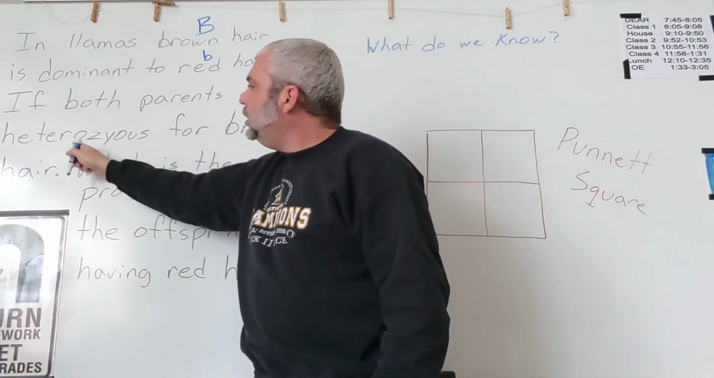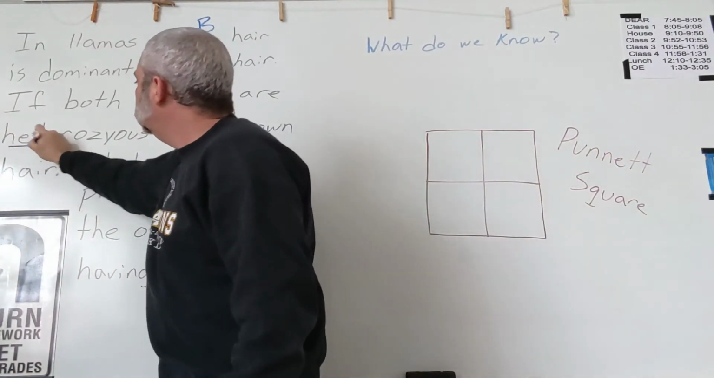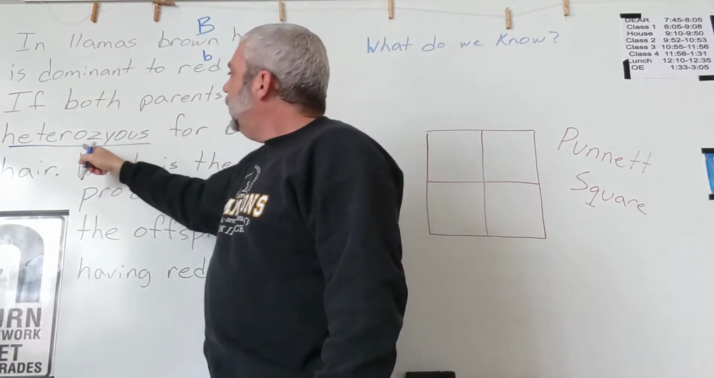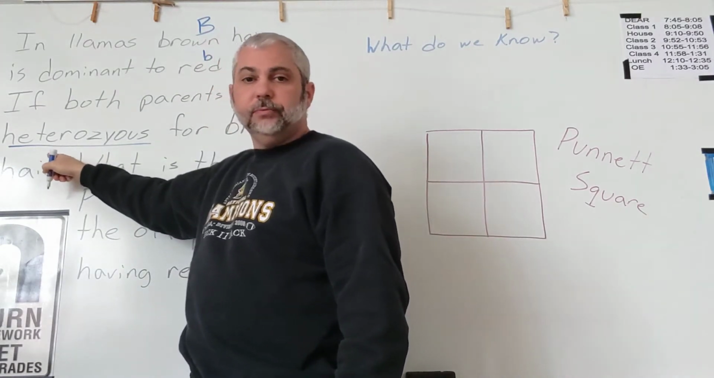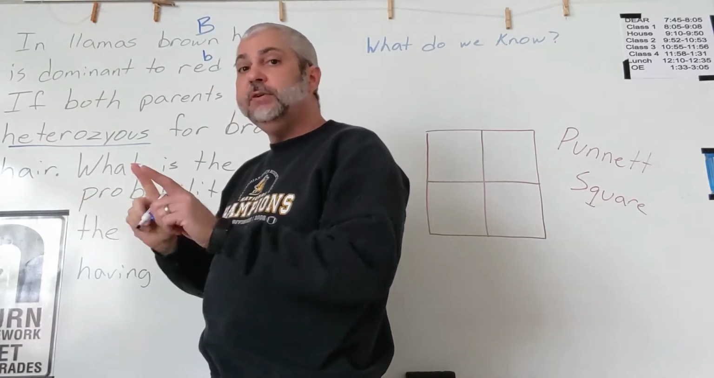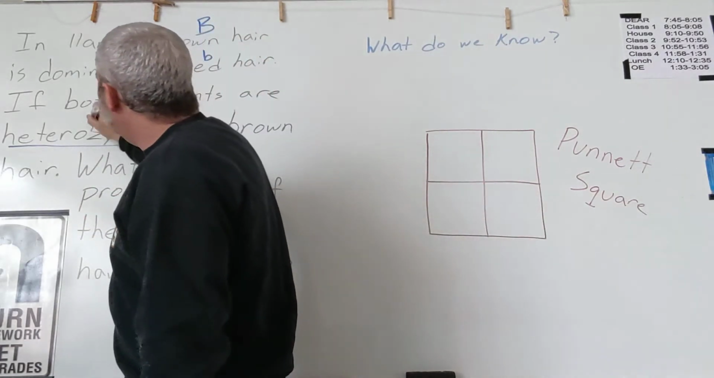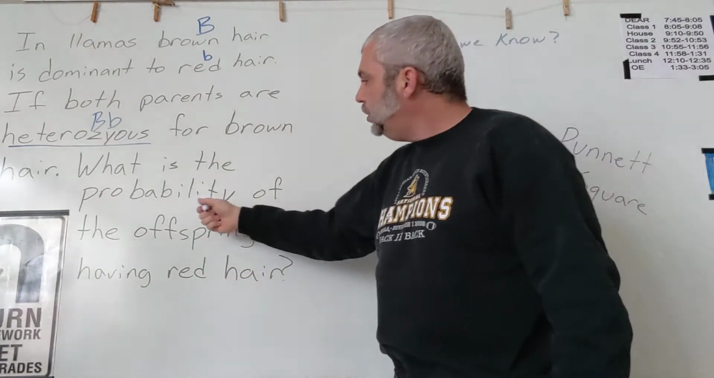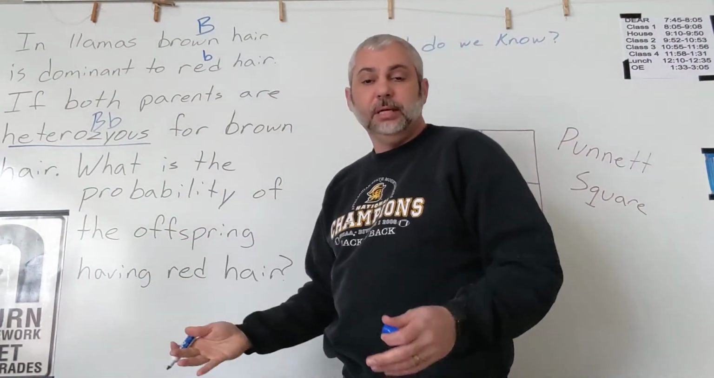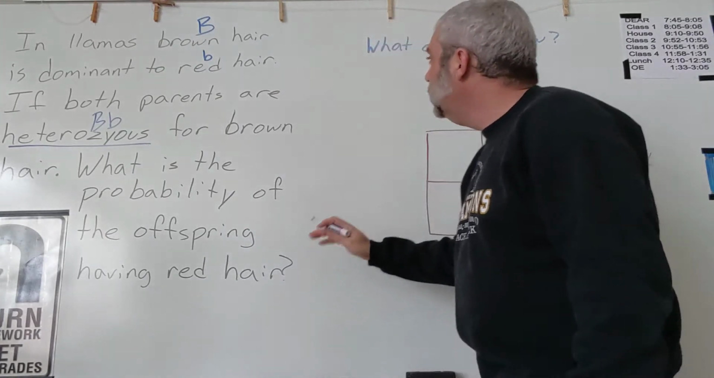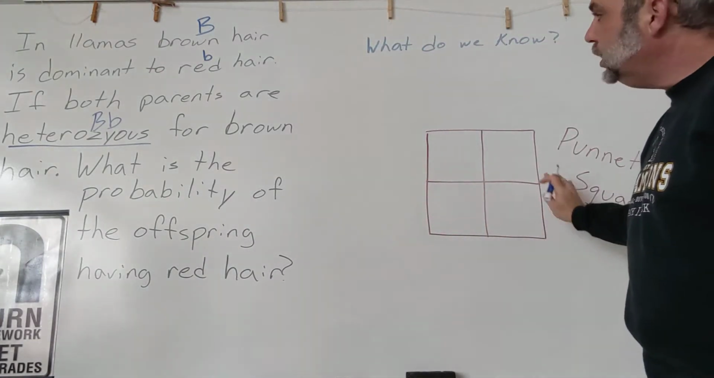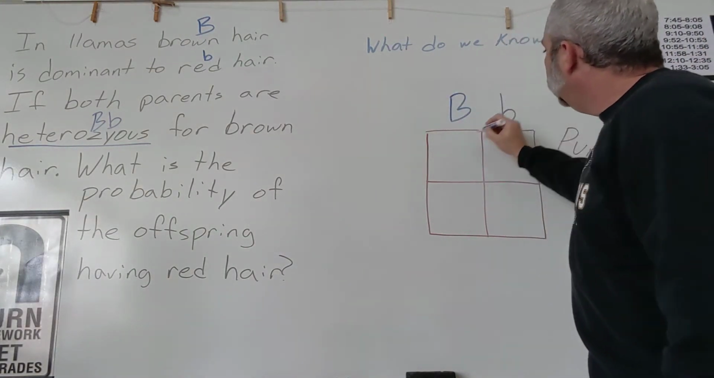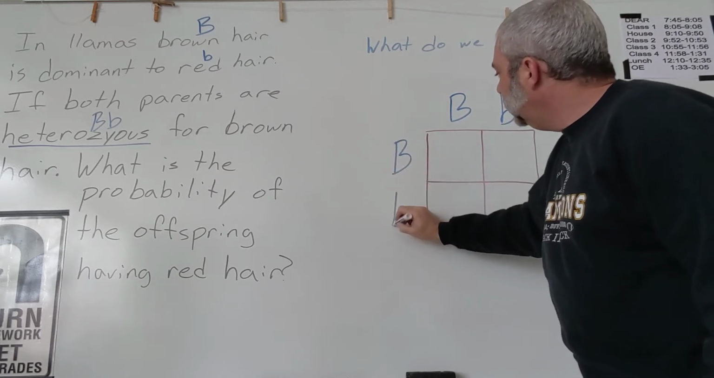Now we're told that the parents are heterozygous. You learn that hetero means different. And so the genotype for heterozygous is two different letters. So we have big B and we have little b. And probability is what are the possibilities that something will happen. So we have our Punnett Square drawn here. So let's put our information. So both parents are big B, little b, big B, little b.